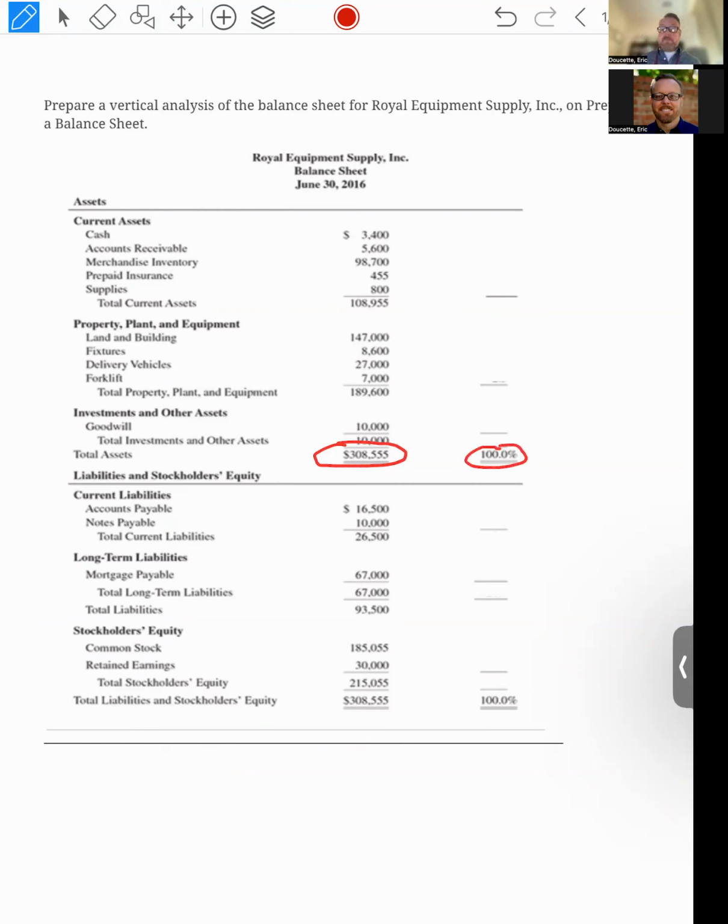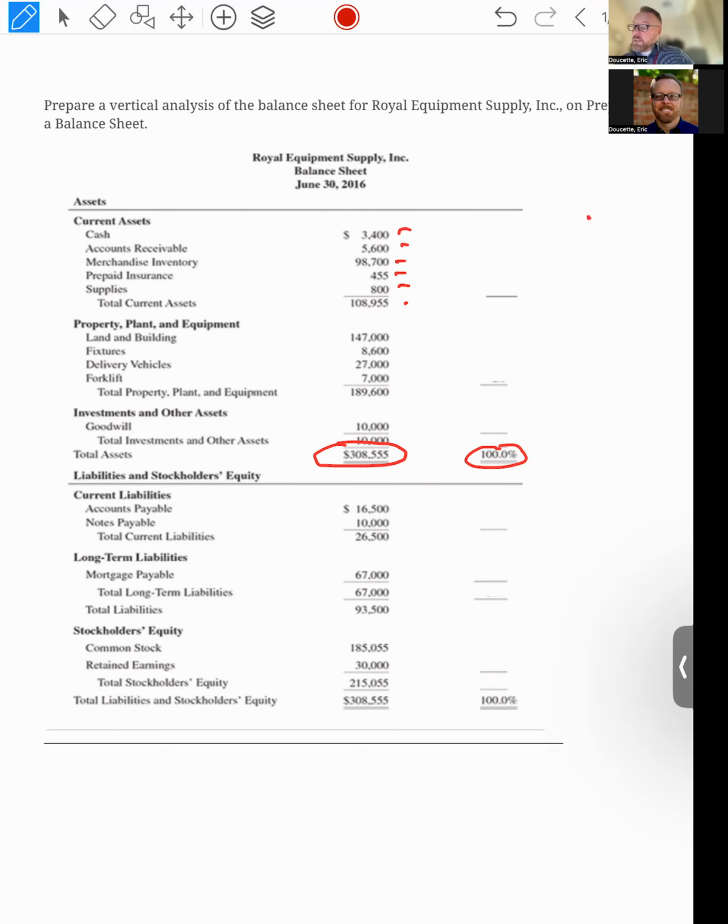That means that I am going to figure out what percentage of every one of my assets are a part of total assets. And again, this might be my way of saying, hey, I want to make sure my cash doesn't drop below a certain percentage of my total assets, or I want to make sure my inventory doesn't go above a certain share of my total assets. So I need to figure out the percentages of each one of these categories all the way down to the 308,555. And the way that you do these is pretty simple.